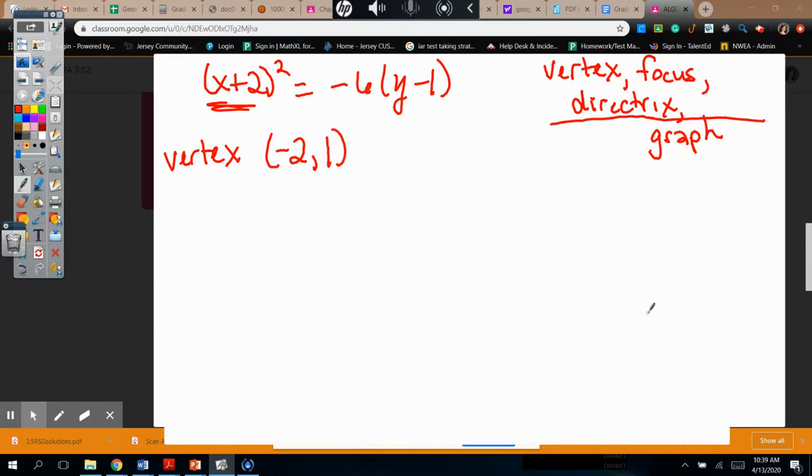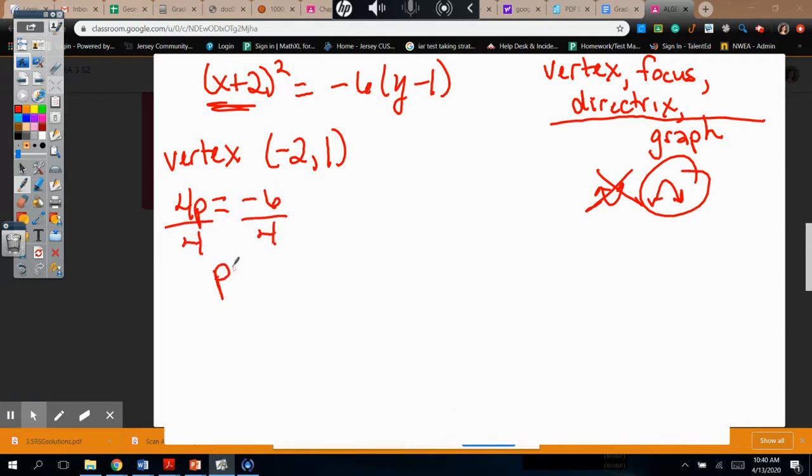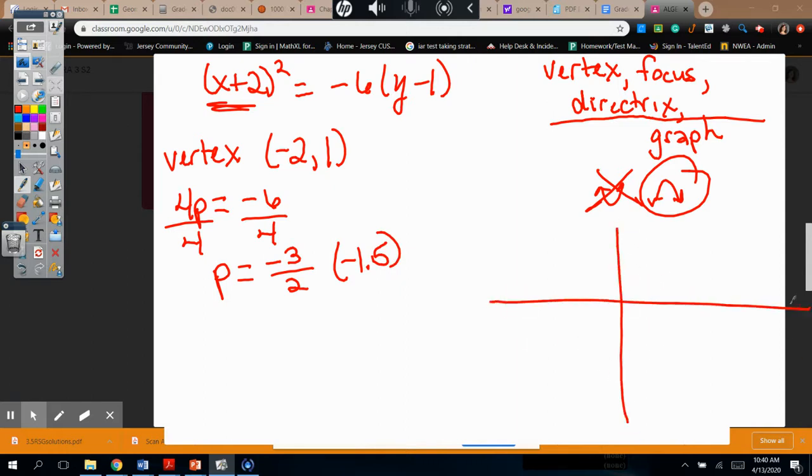Perfect. Then you need to decide which way it's going to go. Well, the x is squared, so that means it's either smiling or frowning. And because this -6 is negative, it's actually going to be frowning. 4p is the number in front of the parentheses, -6. So if you divide by 4, p is -3/2, which is -1.5 when we're graphing. That will help us. At this point, I start graphing. (-2, 1).